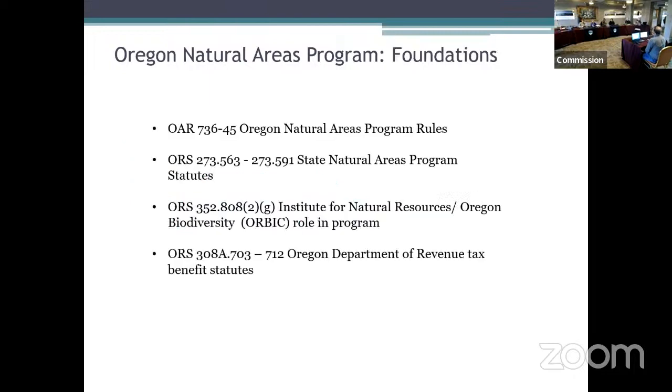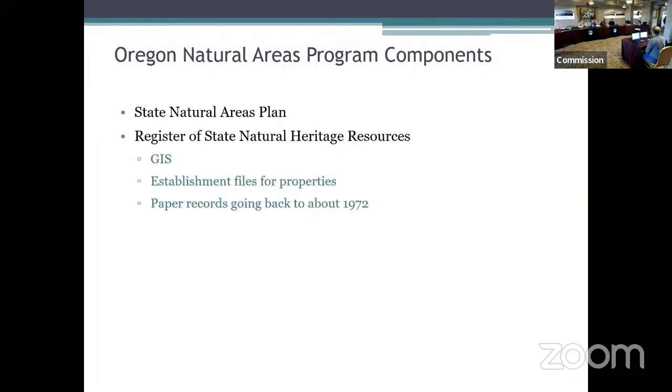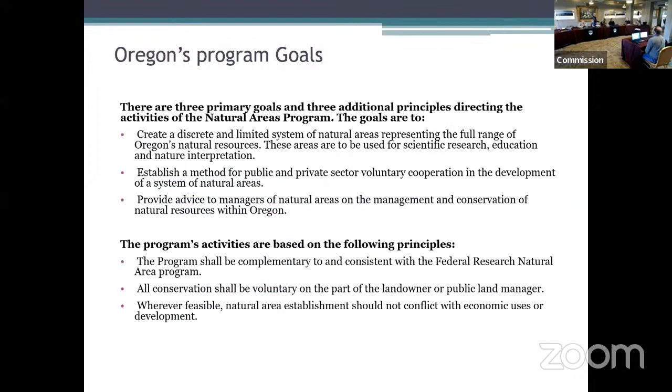Oh, I have a question going back, actually, one slide, and maybe this is a question. The term discrete and limited, how do you use that? I would go back to say that it's still that Noah's Ark thing. We don't want a ton of redundancy. We want an efficient, small system that's not overrepresenting any particular type.